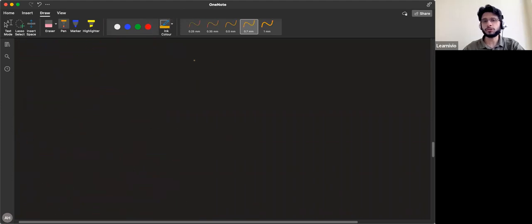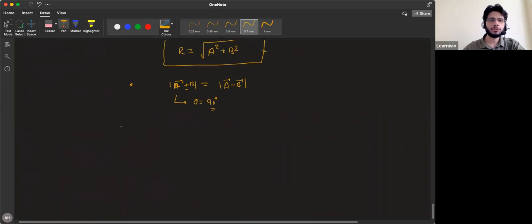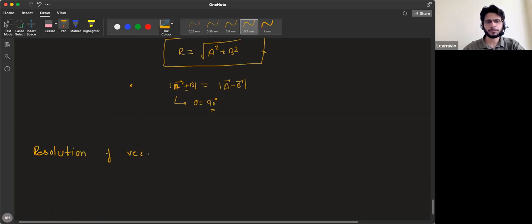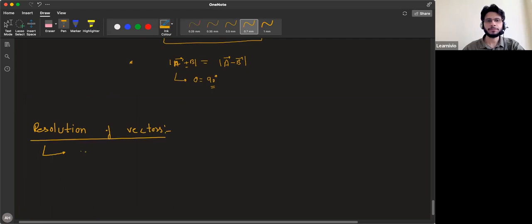The next important thing is resolution of vector. You get many questions on resolution of vectors. So next is resolution. See, resolution is a very easy thing. Resolution means splitting up a vector, splitting up of vectors in two or more directions.